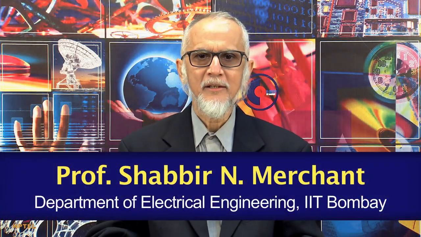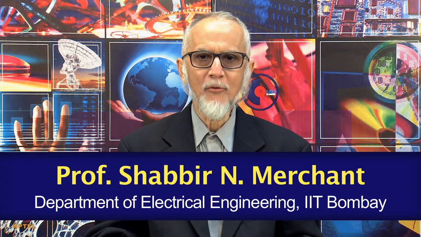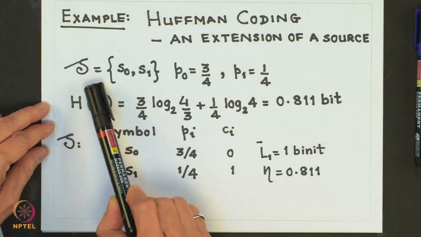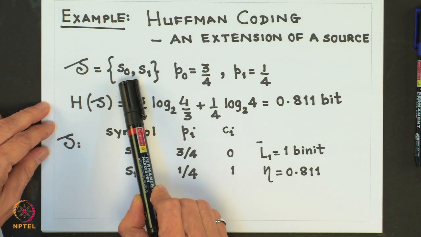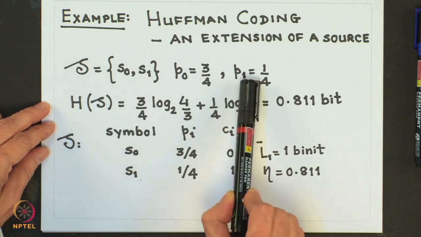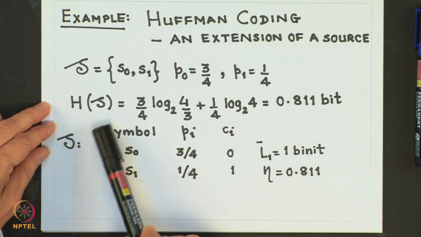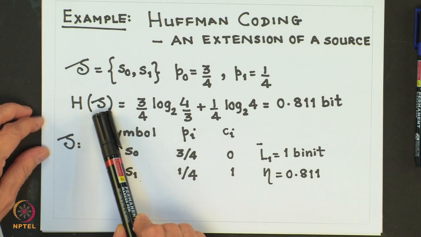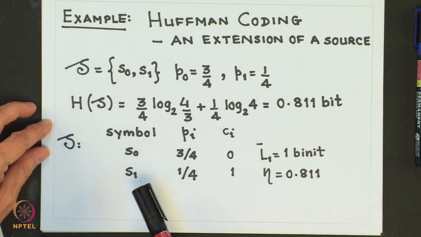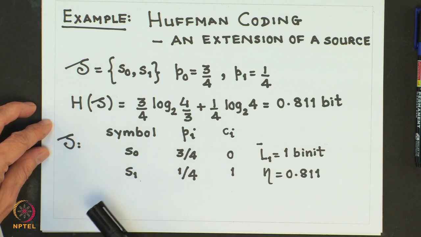In the last class we studied Huffman coding. We will see the application of Huffman coding to an extension of a source to improve the efficiency of the source encoder. So, let us take an example. I have a source with two symbols with the given probabilities as shown here, and if we calculate the entropy of this source, it turns out to be 0.811 bit.